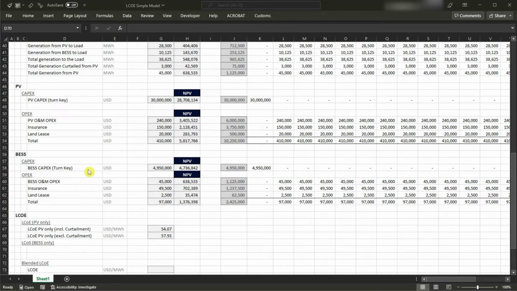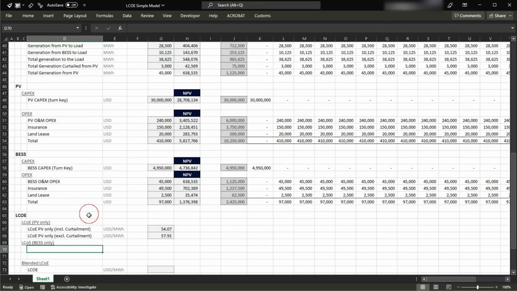The next step is to calculate the levelized cost of storage. As for the PV, the storage can always have two sorts of LCOS. The first one is the levelized cost of storage excluding charging costs. The second one is, of course, including charge costs. And what is the difference here?